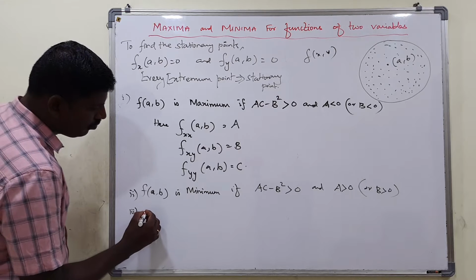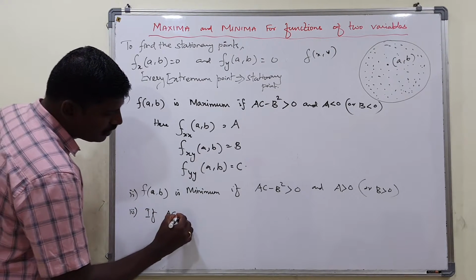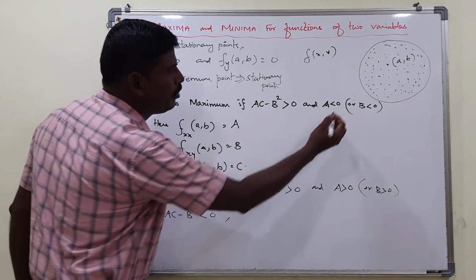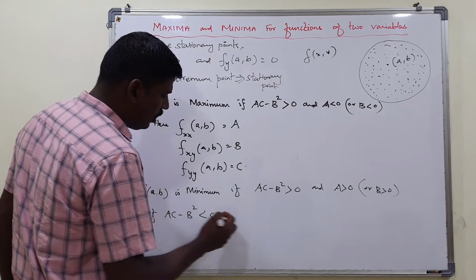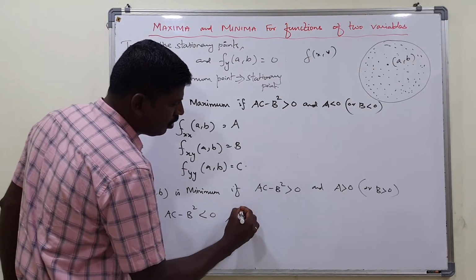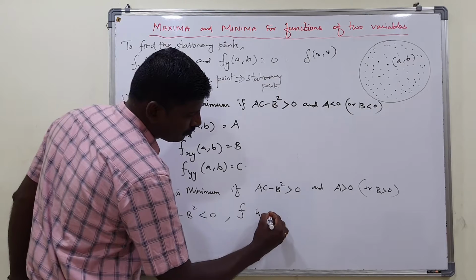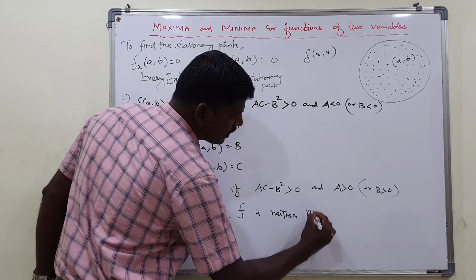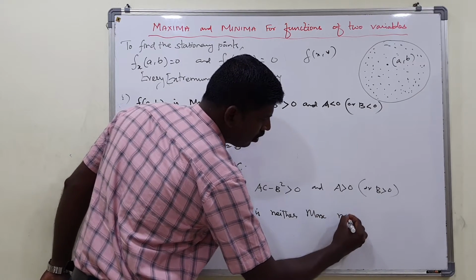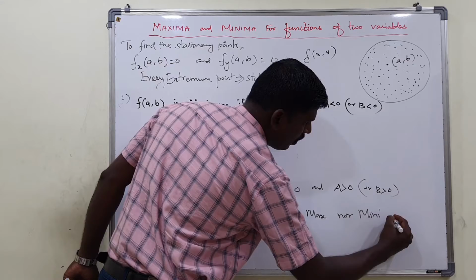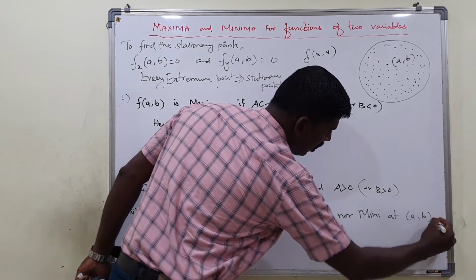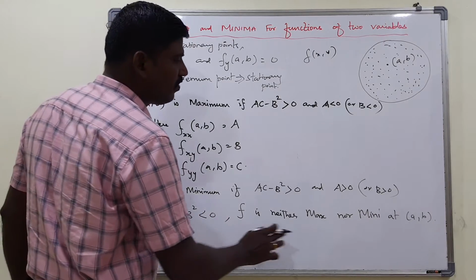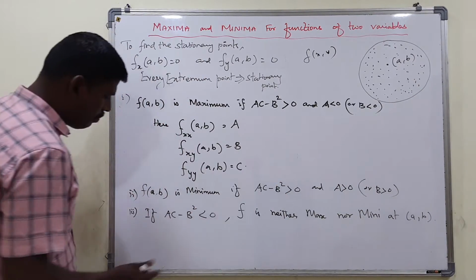The third one. Suppose the value AC minus b square is negative. Then there is no need to check whether a is less than 0 or greater than 0. If it is less than 0, we directly conclude that f is neither maximum nor minimum at a comma b. So if the value of AC minus b square is negative, then f takes neither maximum nor minimum at the point a comma b.